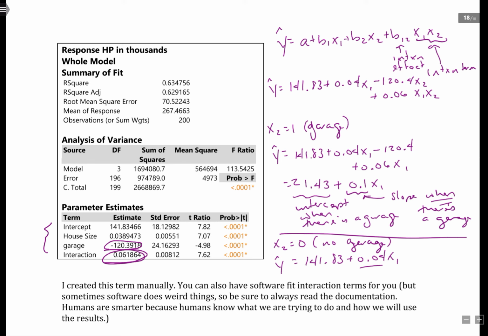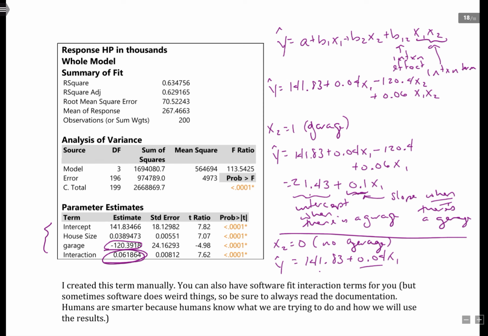Similarly, when we compare the intercept when there is a garage and when there isn't, when there is a garage, the intercept is 120 units lower than when there is not a garage. Okay? So that's what including this interaction term does. It may change the intercept for the two groups, depending on whether we have an intersection or not, and it will change the slope. So it's the change in the slope that the interaction term does.